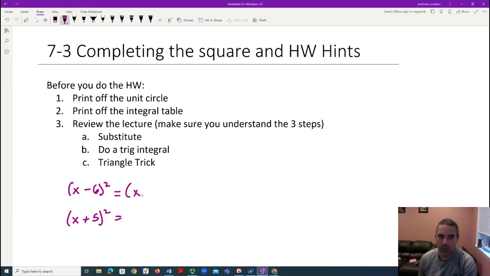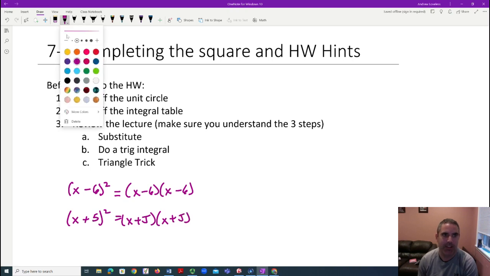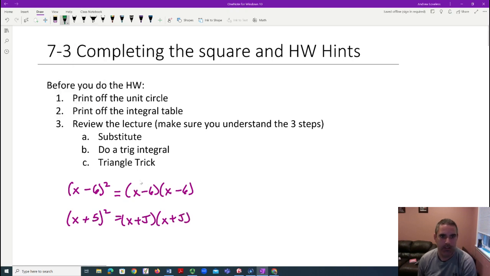So what are perfect squares? Perfect squares look like this. These are the things you monkey face out, if you've caught me saying that in class. So it's this times this, this times this, this times this, this times this. This is a special product.